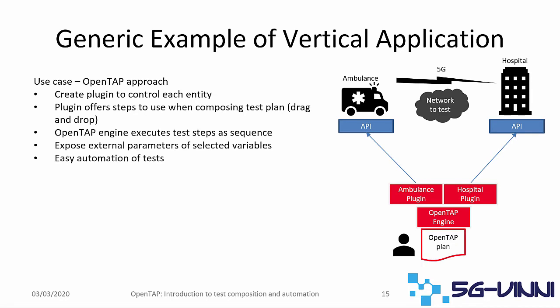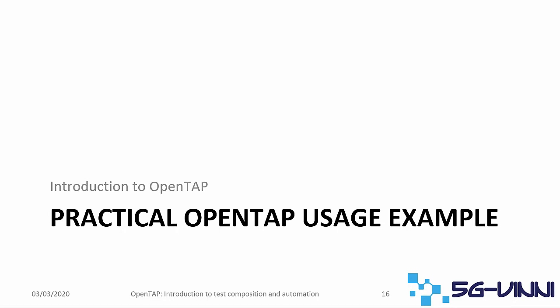Now the same example, but handled using OpenTAP. We create plugins to control the ambulance and the hospital via test steps. Once we have the plugins, we can quickly create an OpenTAP plan by drag and dropping steps into the plan. With the plugins, it is also easy to quickly create other test cases by reusing the steps. With those theoretical examples, let's take a look at how we do the process in practice.